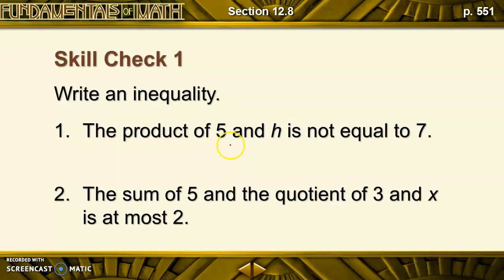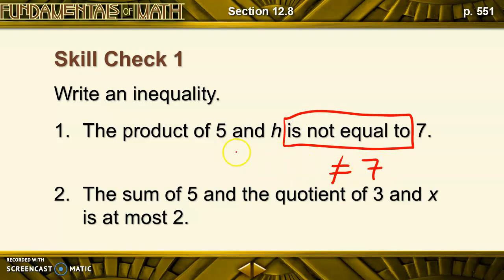It says the product of 5 and h is not equal to, so that symbol looks like this, and does not equal to 7. So the product of 5 and h is just 5 times h does not equal to 7. And that would be our inequality.